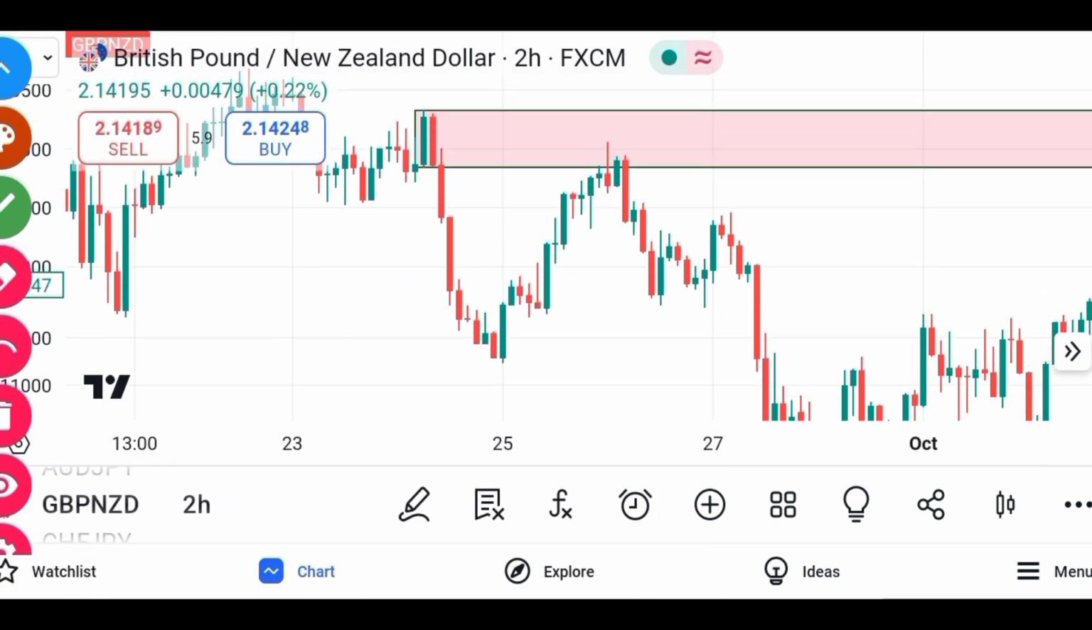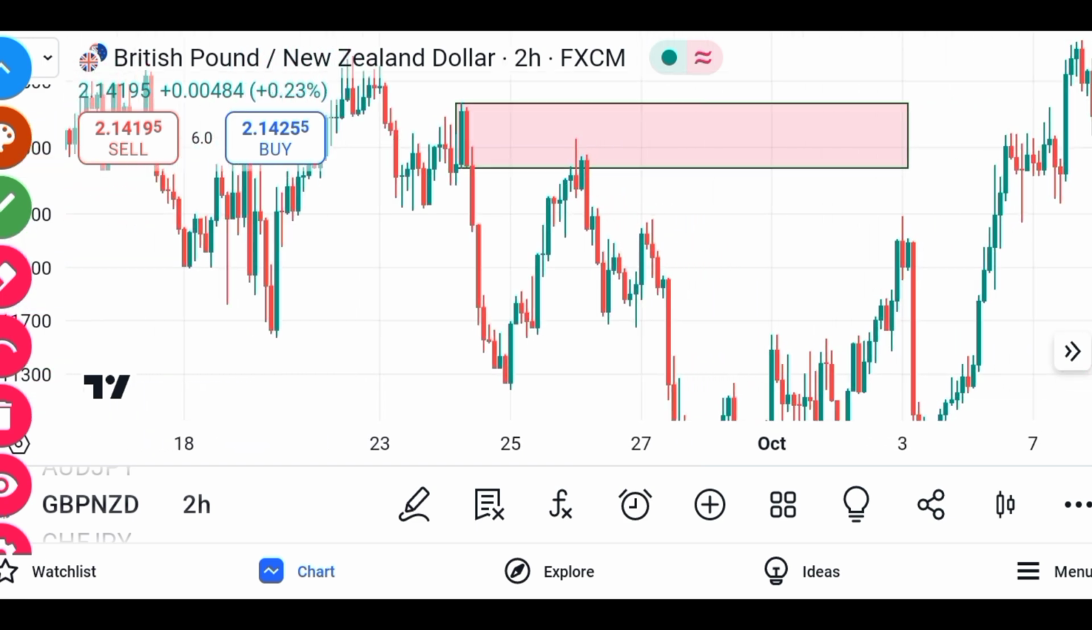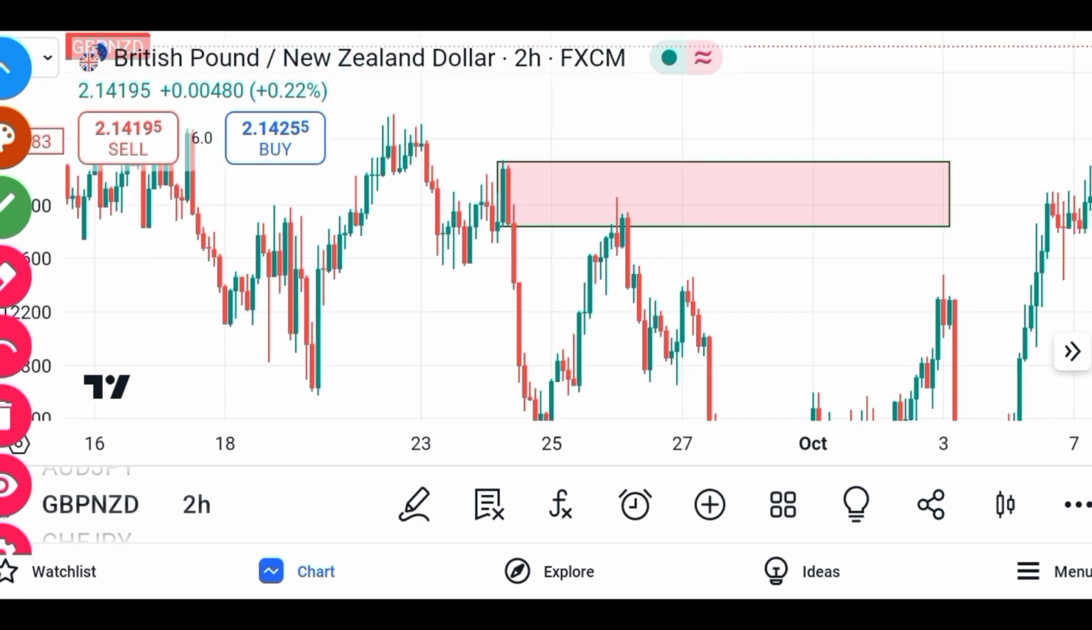Okay, now let's zoom into our chart and see. Why did this order block work? The first thing I told you is that there has to be a break of structure. And if you look, this is what we see here. There was a break of what? Of structure. Then ask yourself, secondly, was there a liquidity grab before this order block?